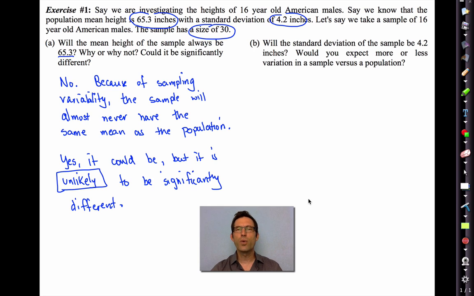Okay, letter B. Will the standard deviation of the sample be 4.2 inches? Would you expect it to be more or less? Would you expect more or less variation in a sample versus a population? This is, again, an interesting set of questions. So pause the video and think about this some.